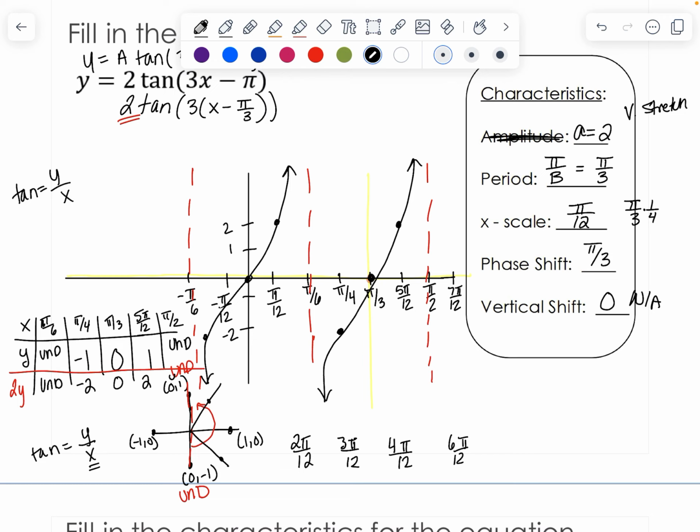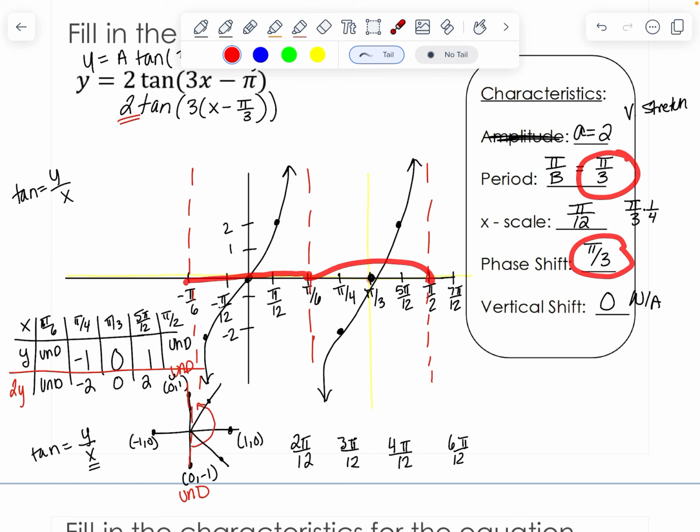Now, if you look at this carefully, you might notice that it's actually the same as the regular tangent without the phase shift. And that's because the phase shift was the same as the period. And so we ended up shifting this over 1 complete pi over 3 value, in which case it becomes the same as if we didn't shift it. So kind of interesting there.